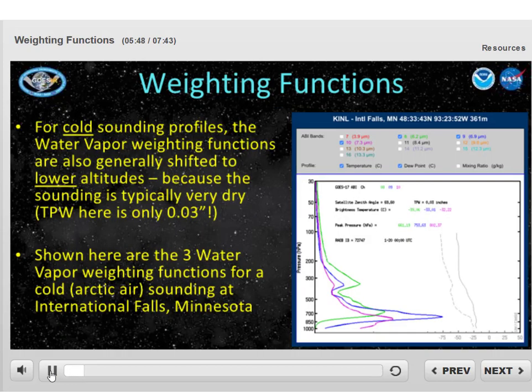Very cold temperature soundings show water vapor weighting function shifted to lower altitudes because very cold air masses are very dry. The temperature of the sounding has very little effect on the weighting function. Water vapor in the atmosphere is what is important. This figure shows three water vapor weighting functions for an Arctic air mass at International Falls, Minnesota. Some weighting function contributions are originating from the surface, for both band 9, plotted in blue, and band 10, plotted in violet.